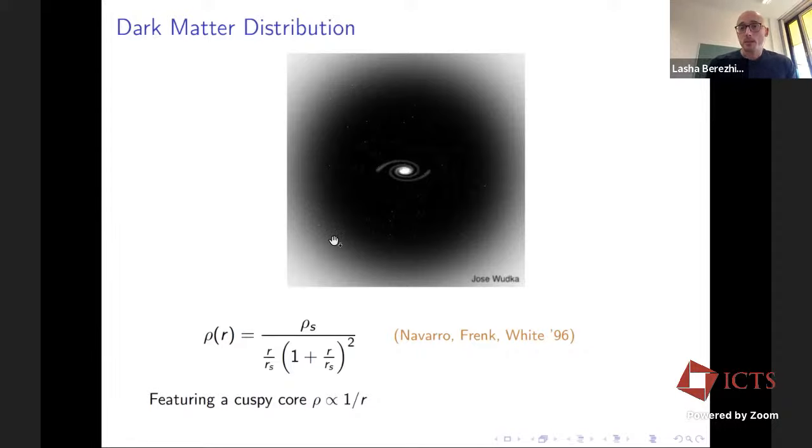And N-body simulations, which were first done by Navarro, Frenk, and White, revealed that there is a relatively universal density profile that dark matter particles tend to virialize into, which is called the NFW profile. And it is a 2-parameter family of density distributions set by parameters ρs and rs.